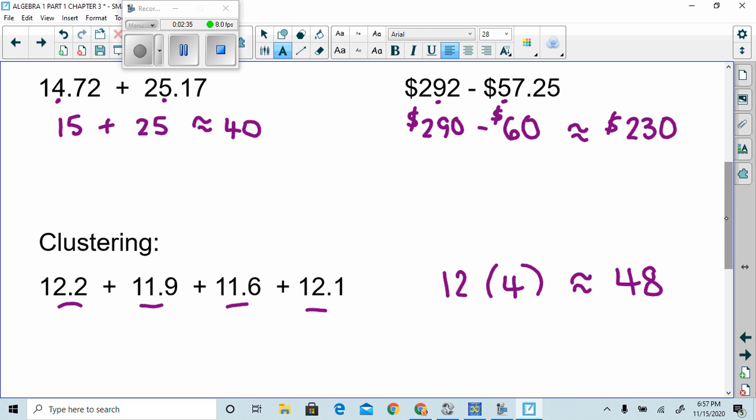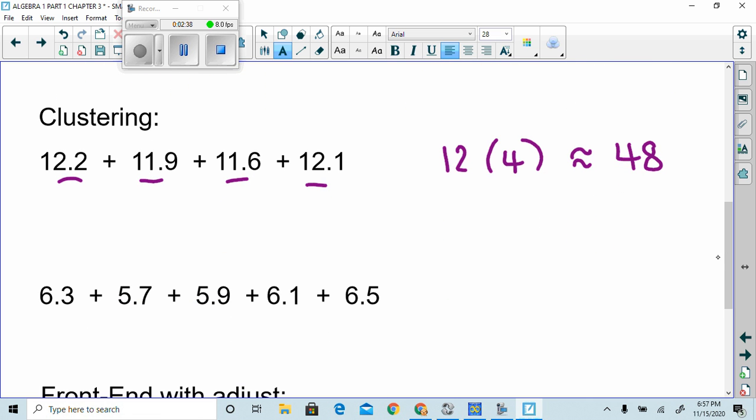Let's see a second clustering problem. Look at each of these several numbers. They're all different addends: 6 and 3/10 plus 5 and 7/10 plus 5 and 9/10 plus 6 and 1/10 plus 6 and 5/10. They all cluster around 6, a little above, a little below. There are 1, 2, 3, 4, 5 different addends. This answer is approximately equal to 30. When we did this last time, we also did the actual calculation to see if the answers were close.